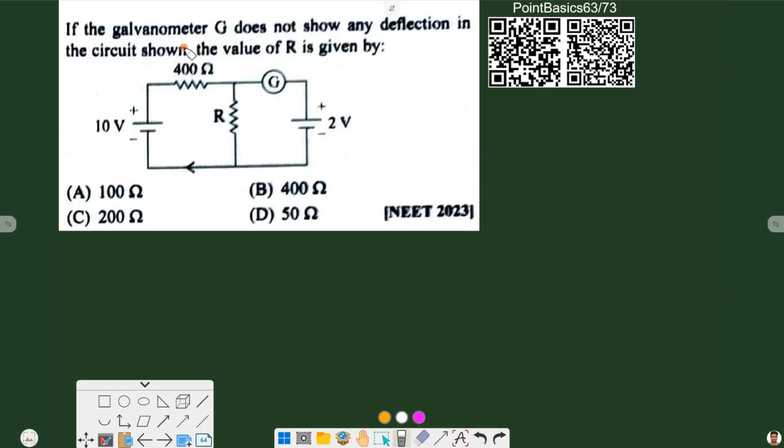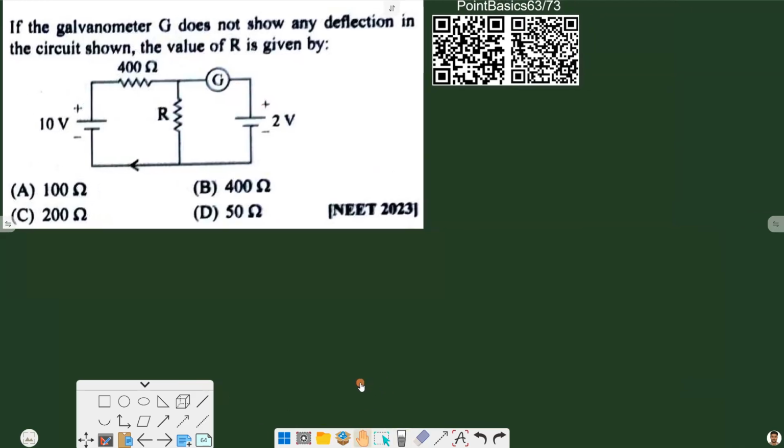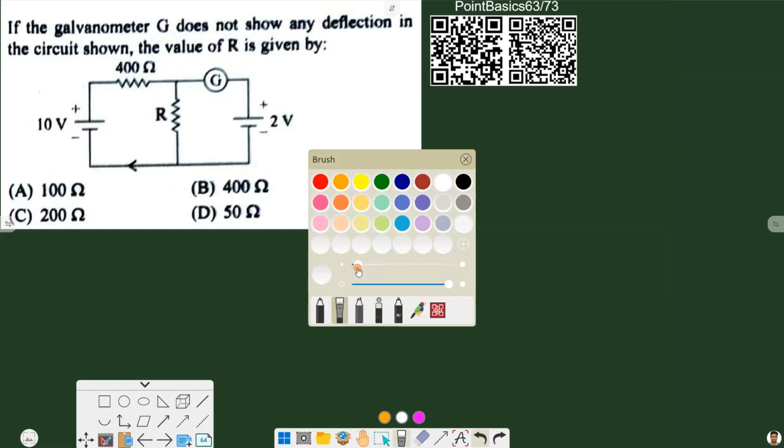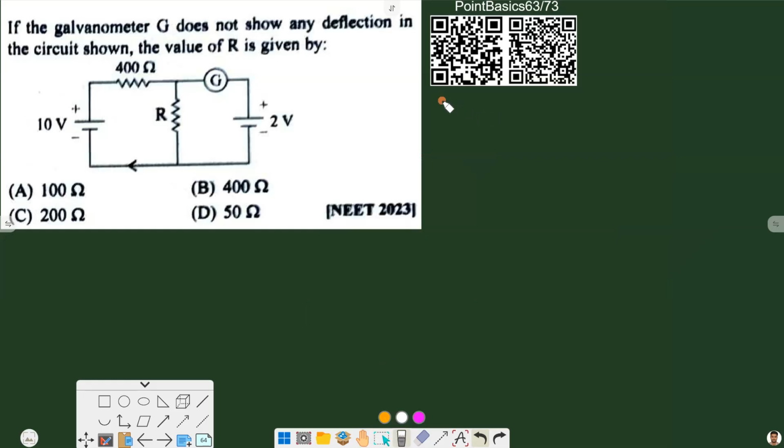If a galvanometer does not show any deflection in the circuit shown, we have to find the value of R. It is mentioned that the galvanometer is showing no deflection. If it is showing no deflection, there can be two conditions. Let me slide it down and make it slightly thinner. So only two conditions are there when a galvanometer shows no deflection.